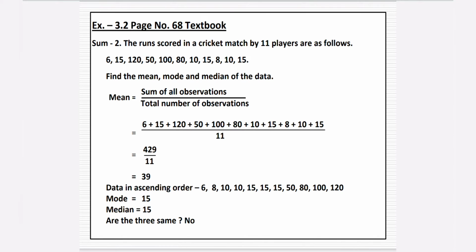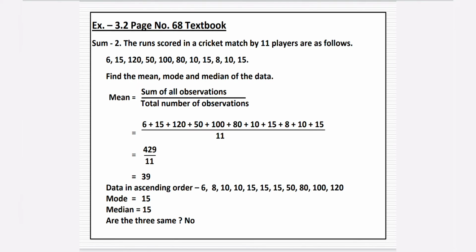Now, children, I am sure that you will be able to solve other sums of exercise 3.1. Now, I will take one sum from exercise 3.2. Sum number 2. The runs scored in a cricket match by 11 players are 6, 15, 120, 50, 100, 80, 10, 15, 8, 10 and 15. These are the runs scored by 11 players. Now we have to find out mean, mode and median of this data.